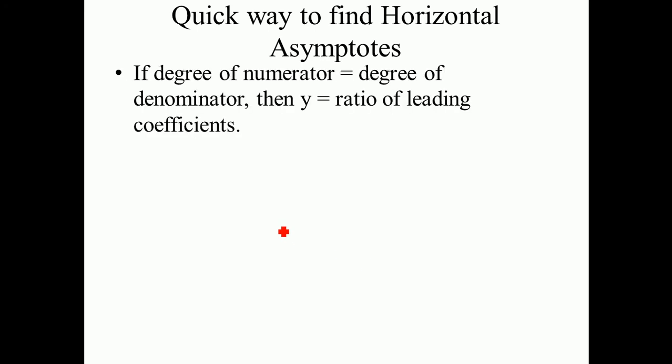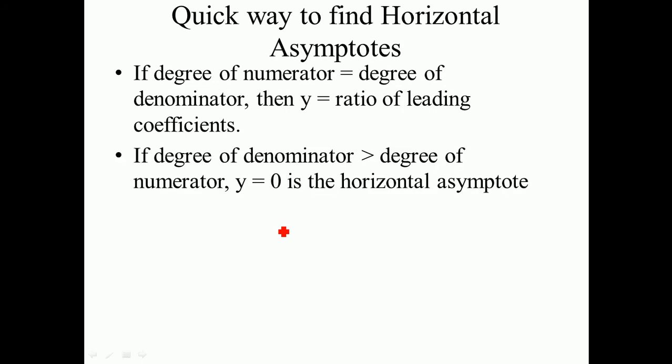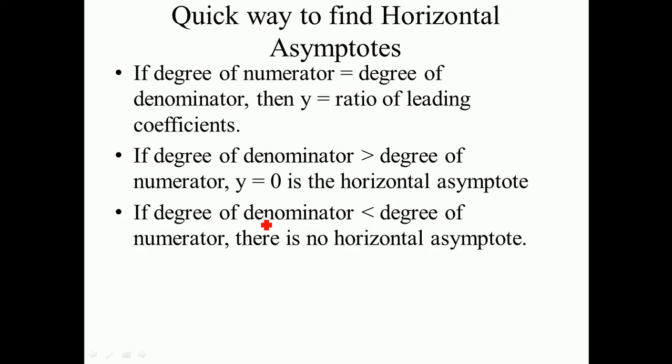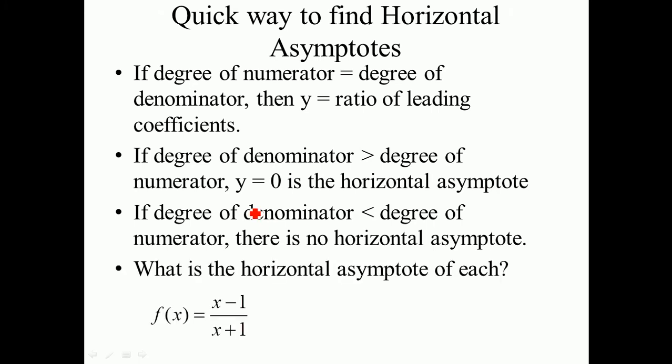First, we have this one that we went over already. If the degree of the numerator is equal to the degree of the denominator, then the horizontal asymptote is y equals the ratio of the leading coefficients. The other case is if the degree of the denominator is greater than the degree of the numerator, then your horizontal asymptote is y equals 0. And if the degree of your denominator is less than the degree of the numerator, then there's no horizontal asymptote. Let me give you some examples so you guys can see.